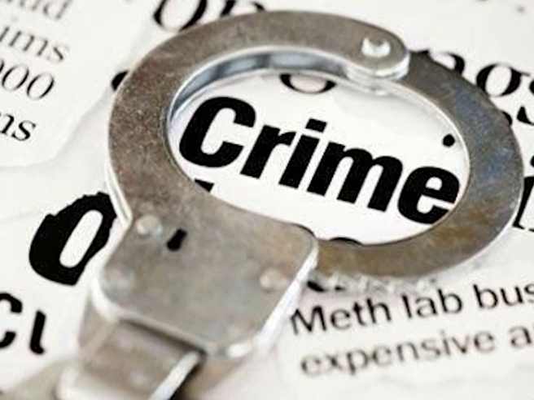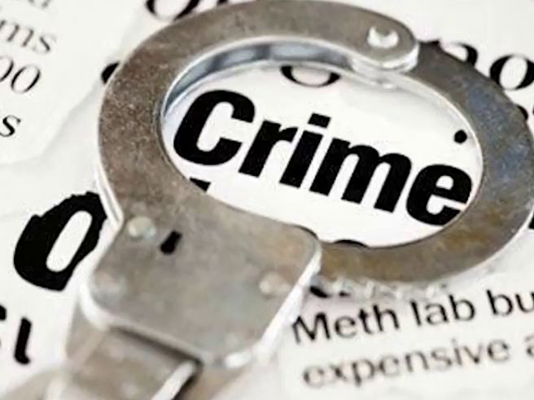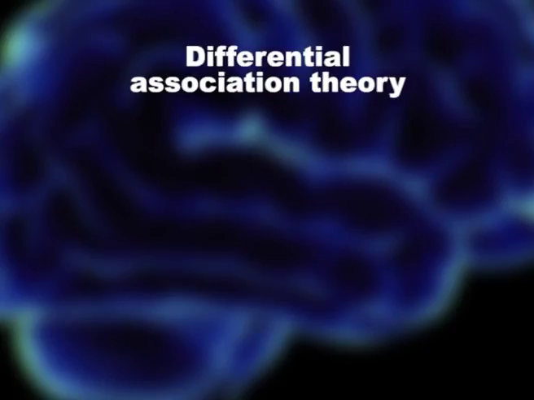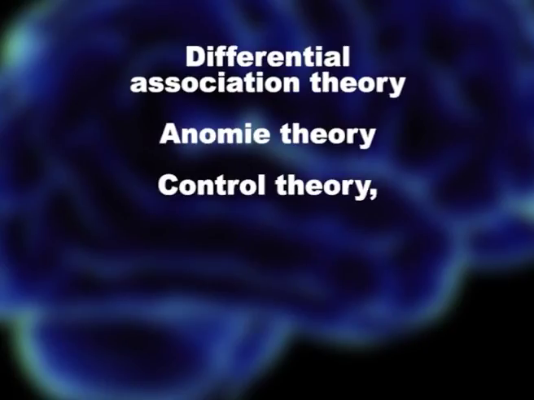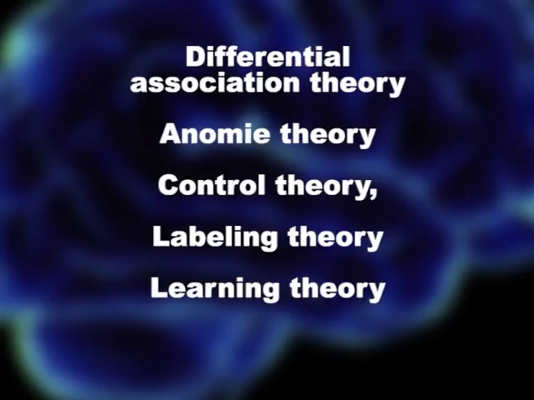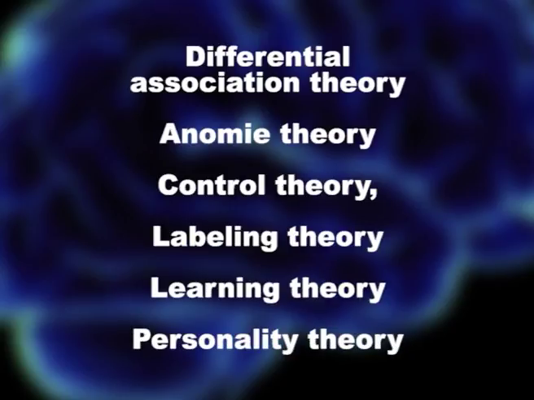Crime, or the violation of a written law, is a specific kind of deviance. What constitutes a crime varies from society to society. There are different theories which explain the causes for crime. The most significant are differential association theory, anomie theory, control theory, labeling theory, learning theory and personality theory.